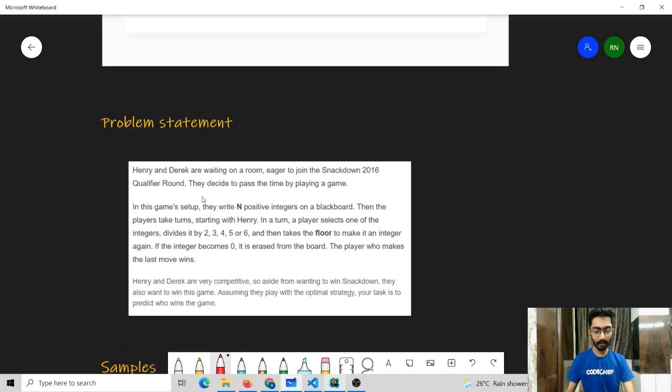Henry and Derek are playing a game. They write n positive numbers on the blackboard. Henry plays the first move. In one move, they can select a number and then divide it by 2, 3, 4, 5 or 6. Note that they are going to do the floor division. If the number becomes 0, then they will remove that number, and if the number is not equal to 0, then they will replace the number by the divided value. The player who makes the last move will win.